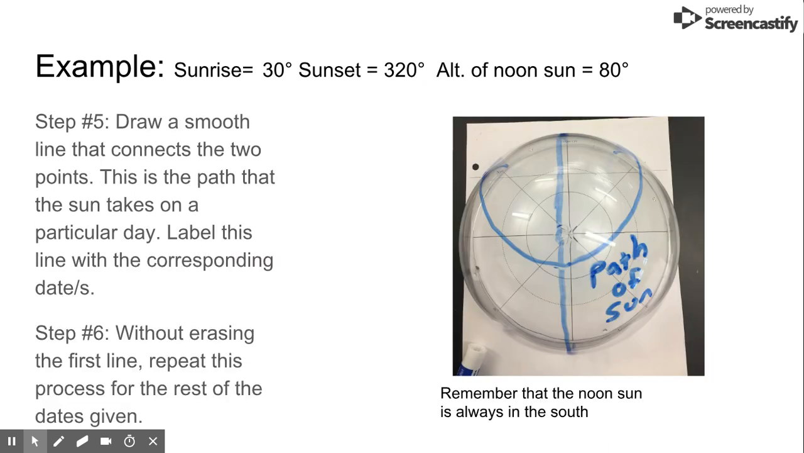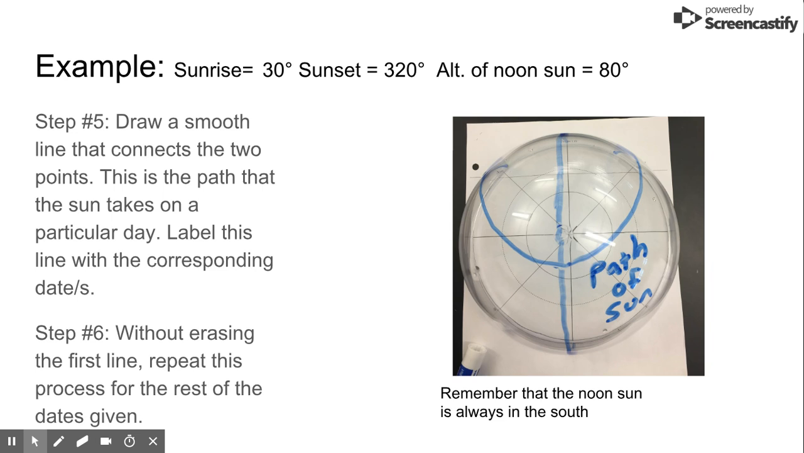The final thing I'm going to do with this is draw a smooth line that connects the 2 points for sunrise and sunset and goes directly through the altitude of the noontime sun. So that on this particular day of the year, I see the sun come up over here on the horizon, get up to an altitude of 80 degrees, and set over here on this horizon.